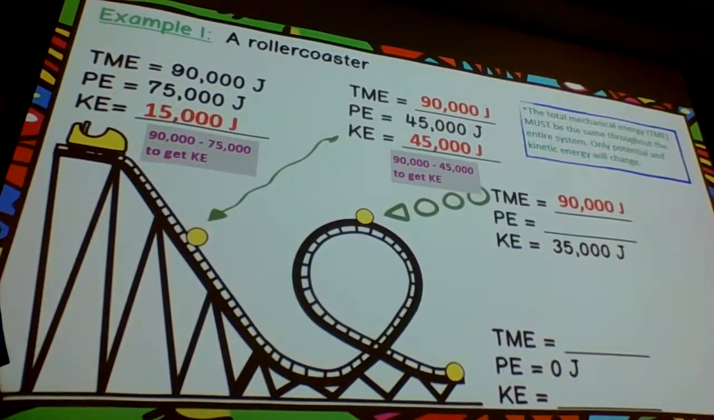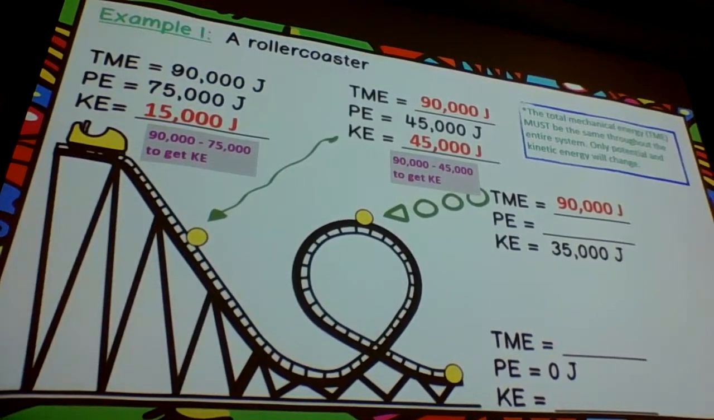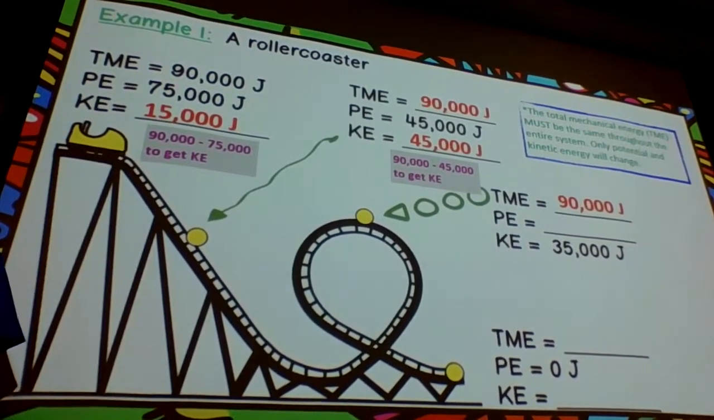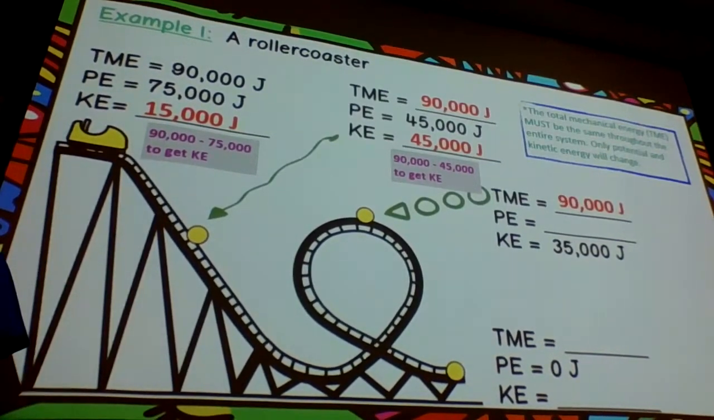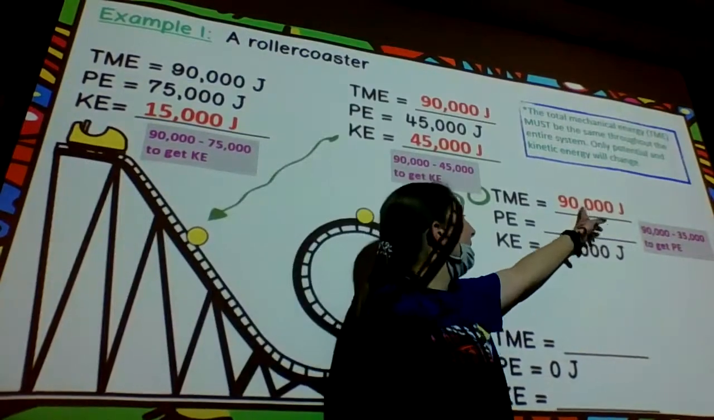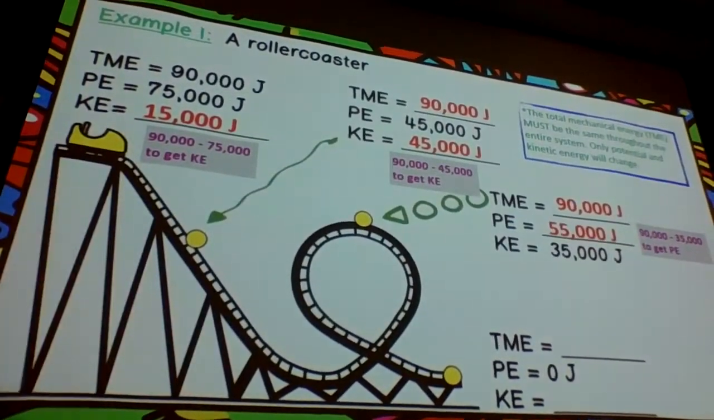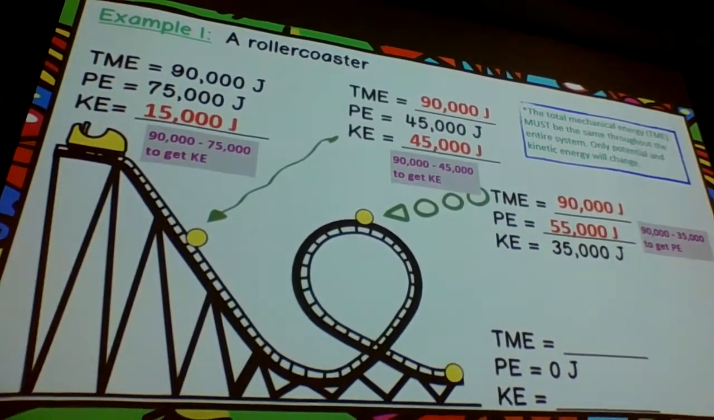90,000. TME should never change. Got it? TME is going to be the same throughout the entire system. And what would I do to find PE in this case? Still subtract. Okay, we're always going to be subtracting, right? So now I'm going to do 90,000 minus 35,000, and that's going to get me a potential energy of 55,000 joules. So that's the potential energy there.